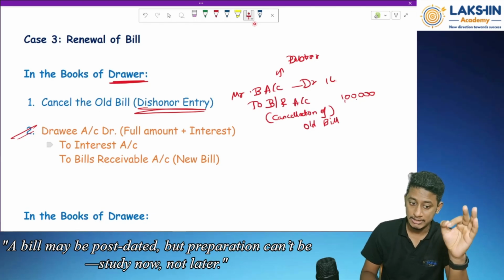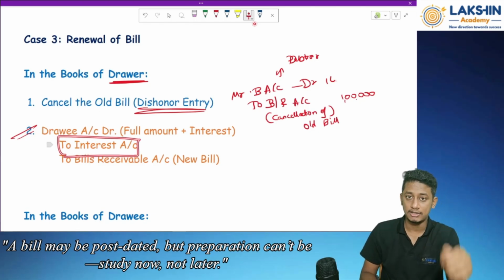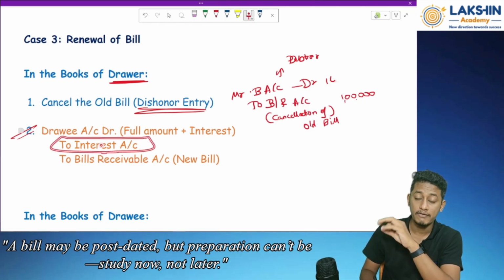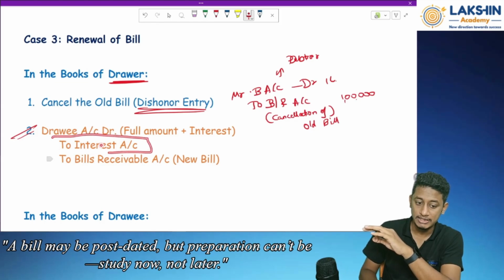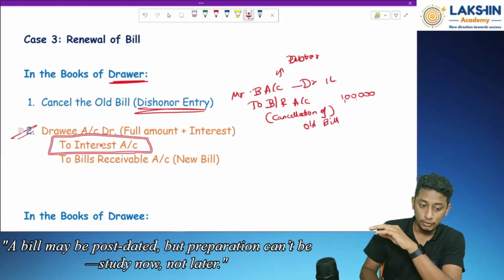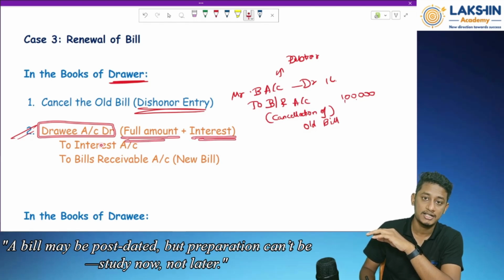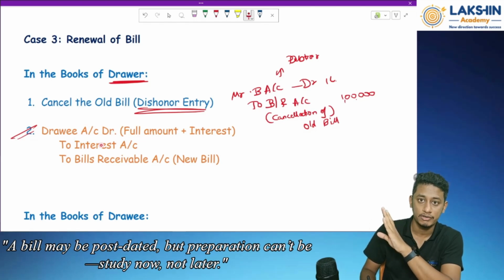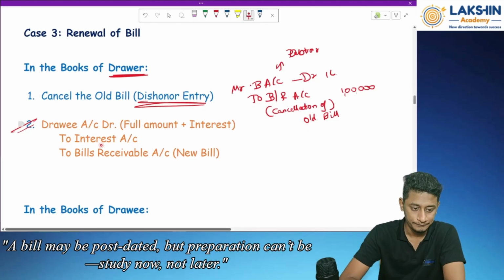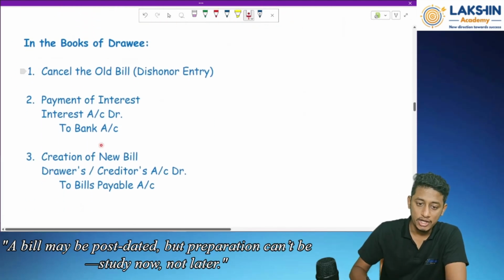And whenever income increases, we will credit the account, right? So, to the drawee's account, what amount will I put? The full amount plus the interest amount. So, both amounts will be reversed over here. Clear?